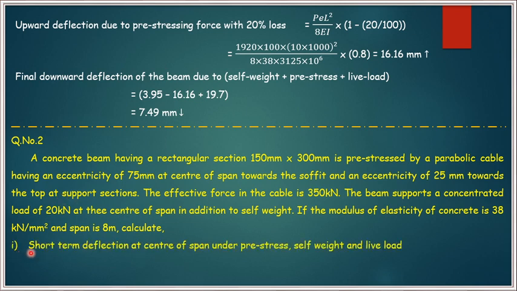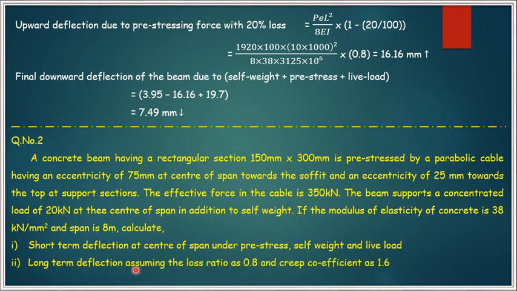First part, short term deflection at the center of span under pre-stress, self weight and live load. Second, long term deflection assuming the loss ratio as 0.8 and creep coefficient as 1.6 we have to consider.